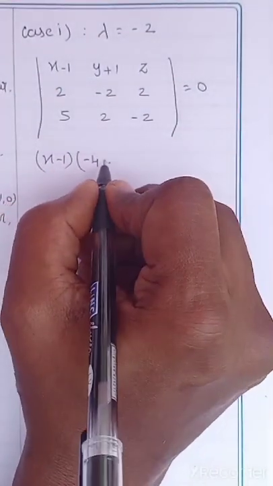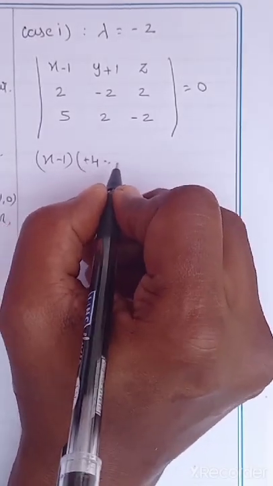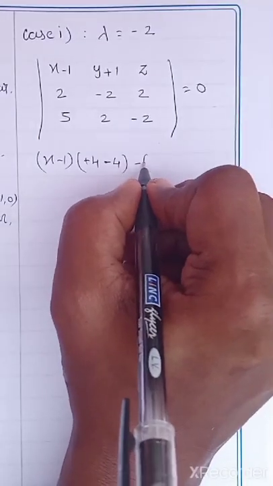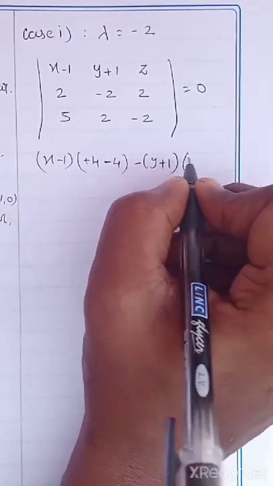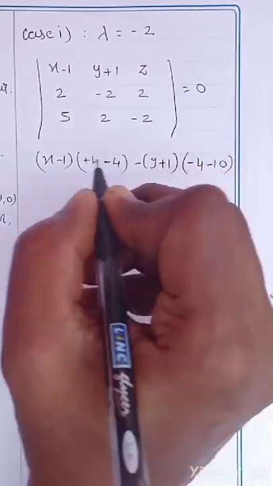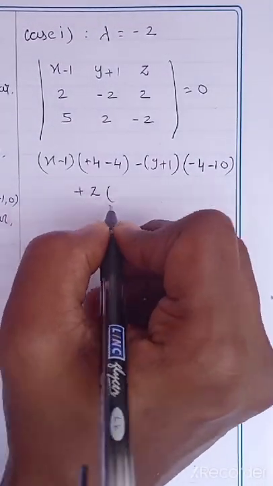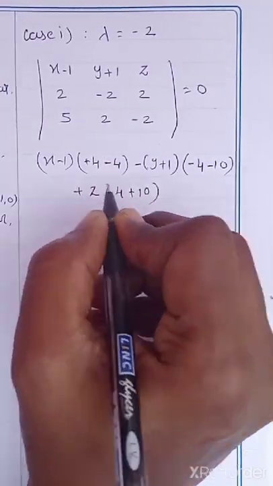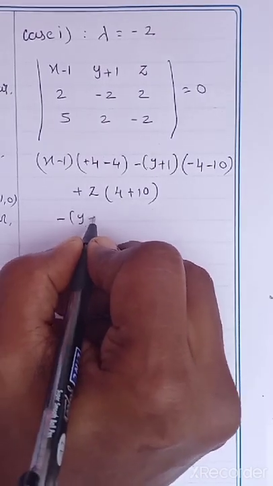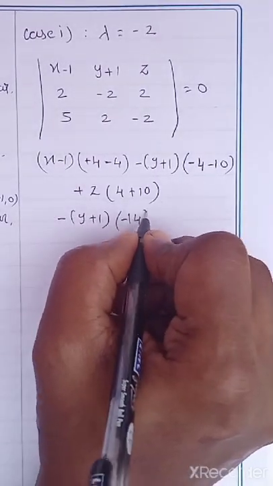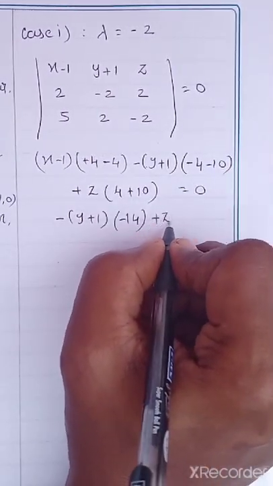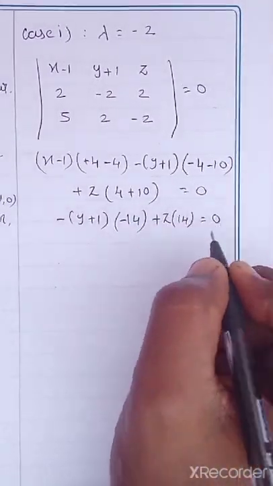So this is plus 4 minus 4, and you will get minus y plus 1 of minus 4 minus 10, plus z of 4 plus 10. And again this whole term will get 0. So minus (y plus 1) of minus 14 equal to 0, plus z of 14 equal to 0, right?